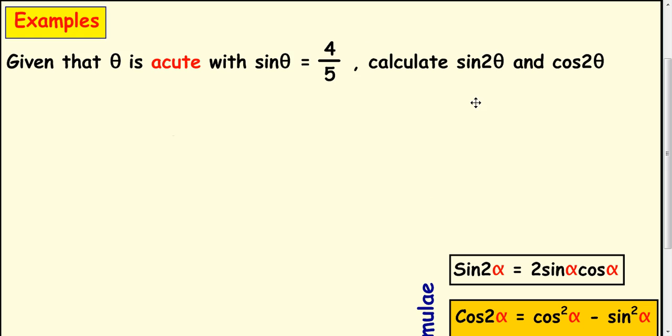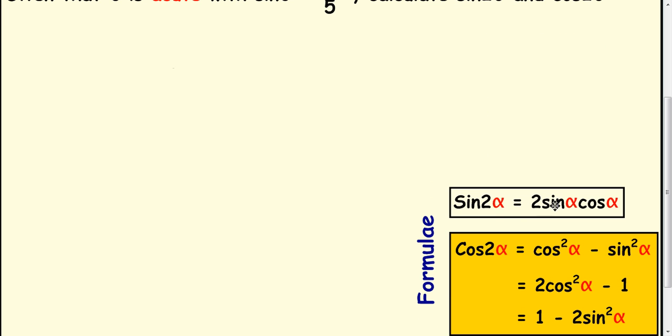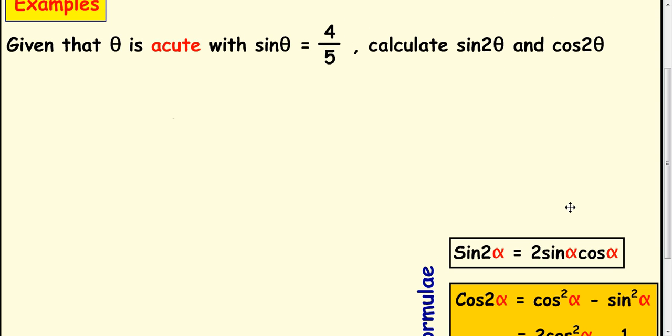To calculate sine 2 theta, we need 2 sine theta cos theta. Now we've only been given sine theta, so we have to work out cos theta. In this case you should always draw a right angle triangle. We mark in the opposite and the hypotenuse, because that's what sine means, a ratio of the opposite to the hypotenuse. We can then calculate the other side in the right angle triangle with a bit of Pythagoras.